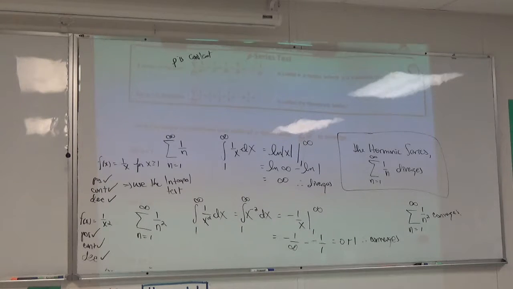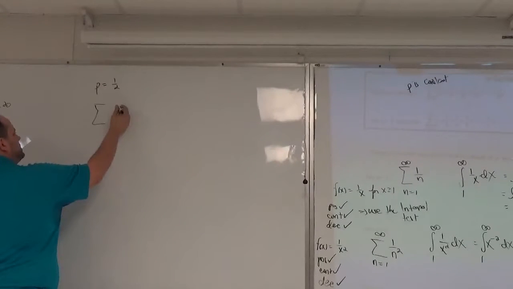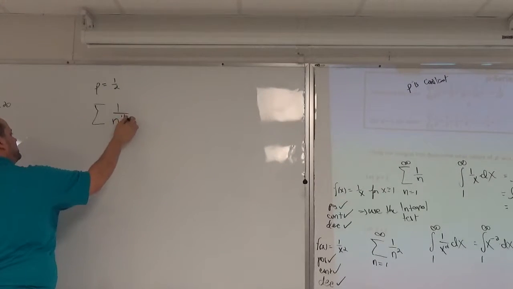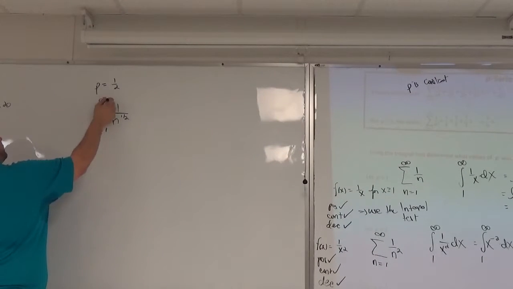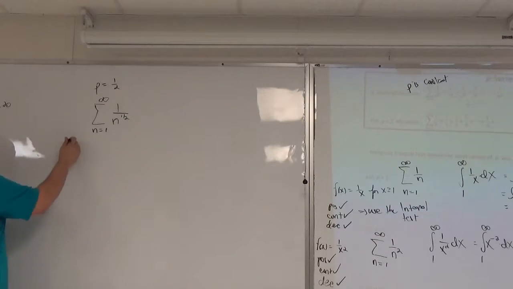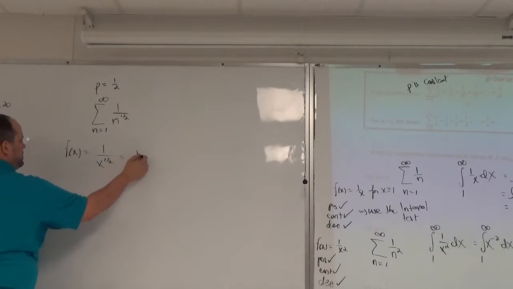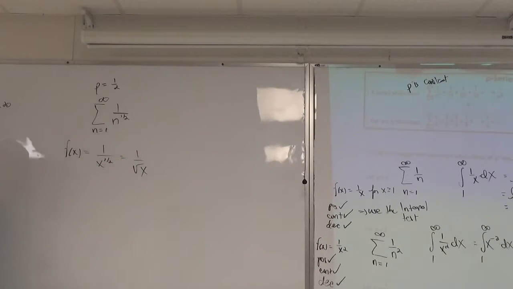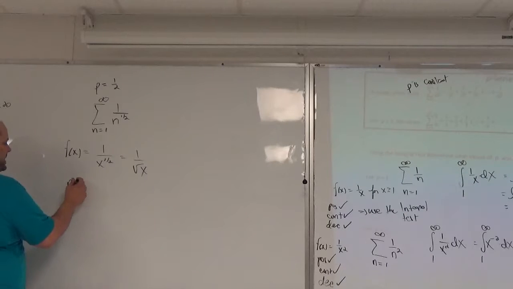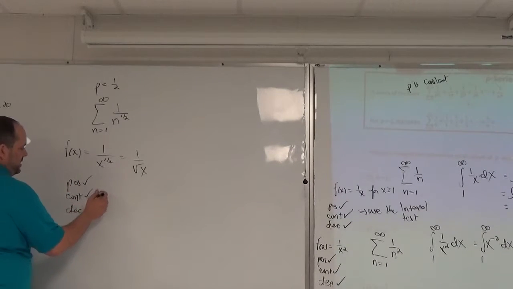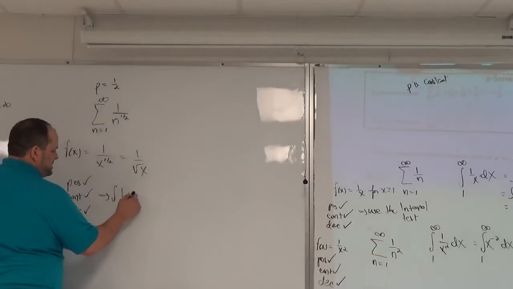Stephen, if I'm over here, can they see? So 1 over n to the half from 1 to infinity, my function is 1 over x to the half. Maybe you want to write it as 1 over the square root of x, and just run through the things again. Positive, continuous, decreasing, check, check, check. Integral test applies.